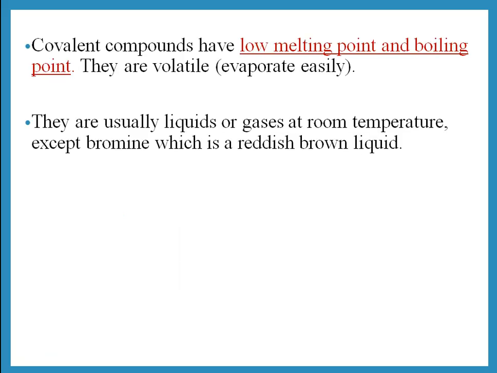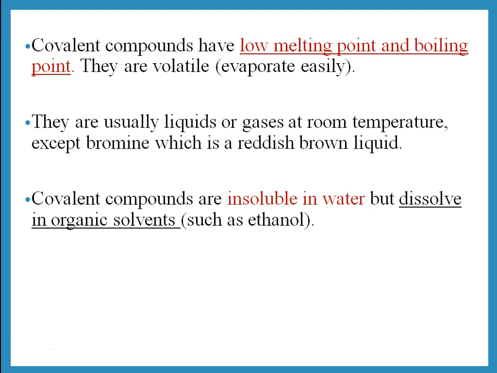Okay, covalent compounds have low melting point, low boiling point. They are volatile, and the word volatile means they evaporate easily and have low melting point and boiling point. They are usually liquids or gases at room temperature, except bromine. You should know that bromine is the only liquid non-metal. It is a reddish brown liquid.